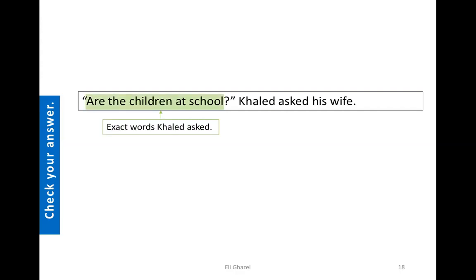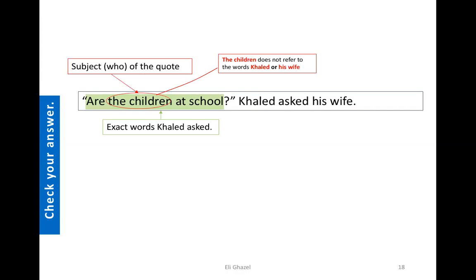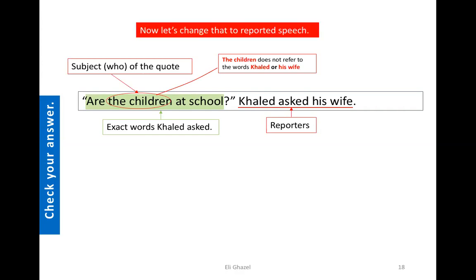Exact words, Khalid asked, are the children at school? What's the subject of the direct question here? The children. So the children is the who part of the quote. The word children does not refer to Khalid or his wife. So the children refers to someone other.